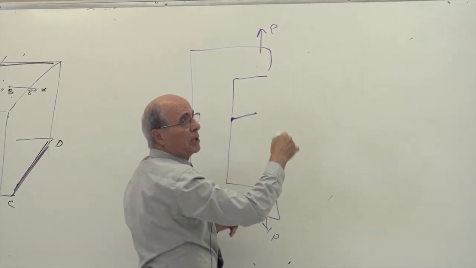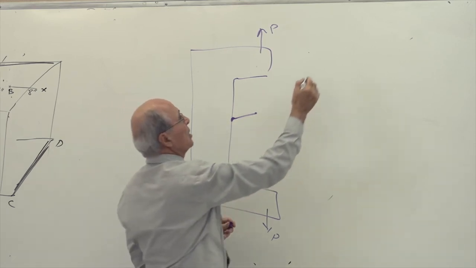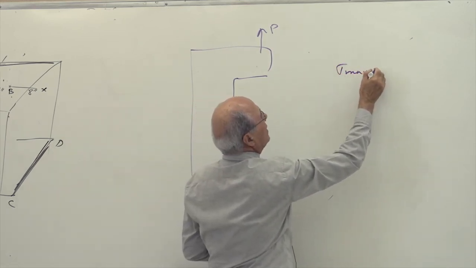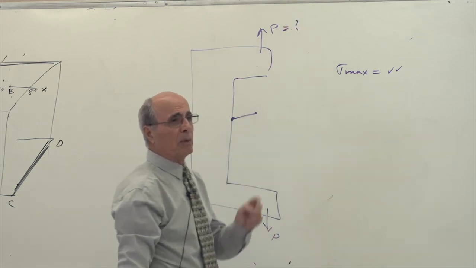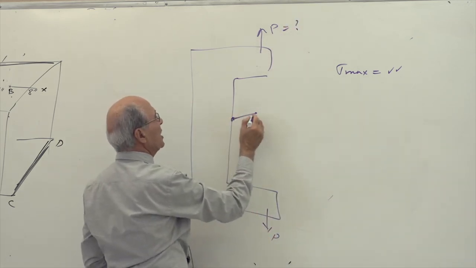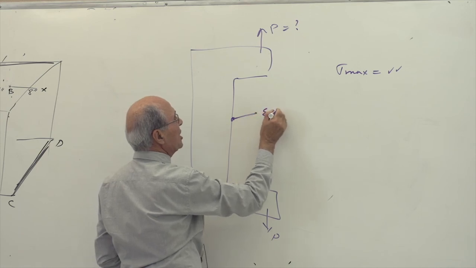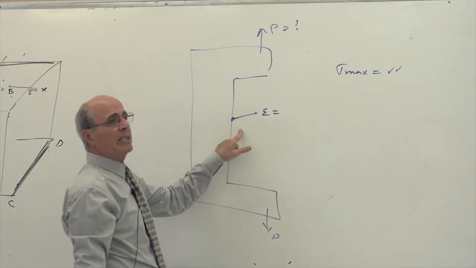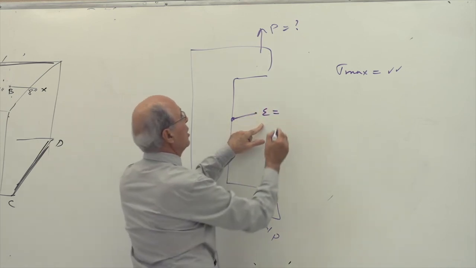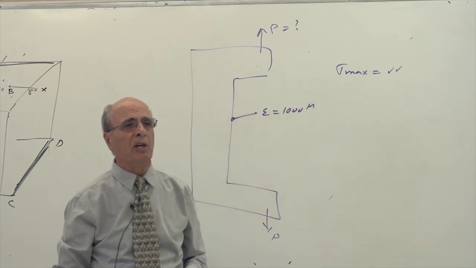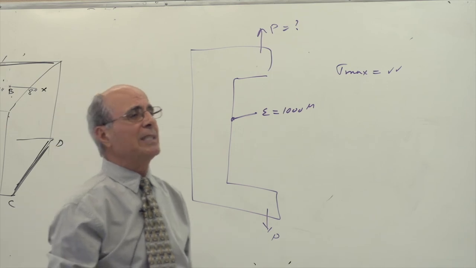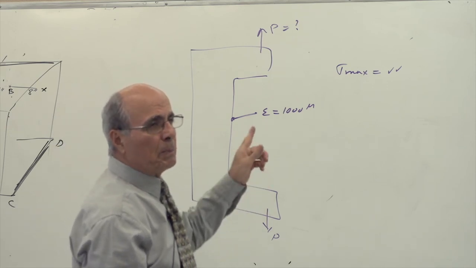The P is not given. But sigma max is given. P is the question. You have to answer that. But instead of that, they put here, you see, strain. Strain is epsilon. There is a gauge there. The epsilon is measured, let's say, equal to 1,000 micro, either plus or minus. That's beside the point. They are asking you to calculate the value of P.